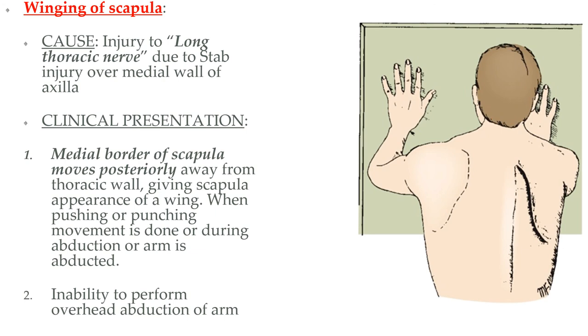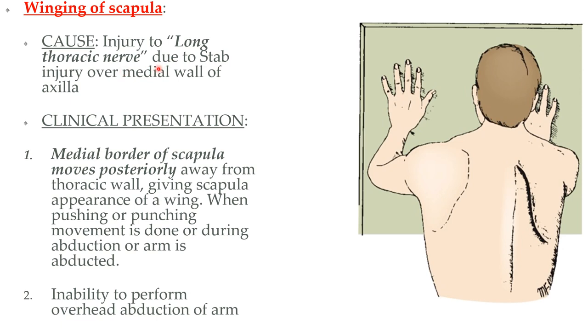As you can see in the illustration on the screen, here the patient is pushing the wall. As a result, the medial border of his right scapula has become prominent. So, with this background, let us see the details of winging of scapula. Winging of scapula occurs because of the injury to long thoracic nerve.